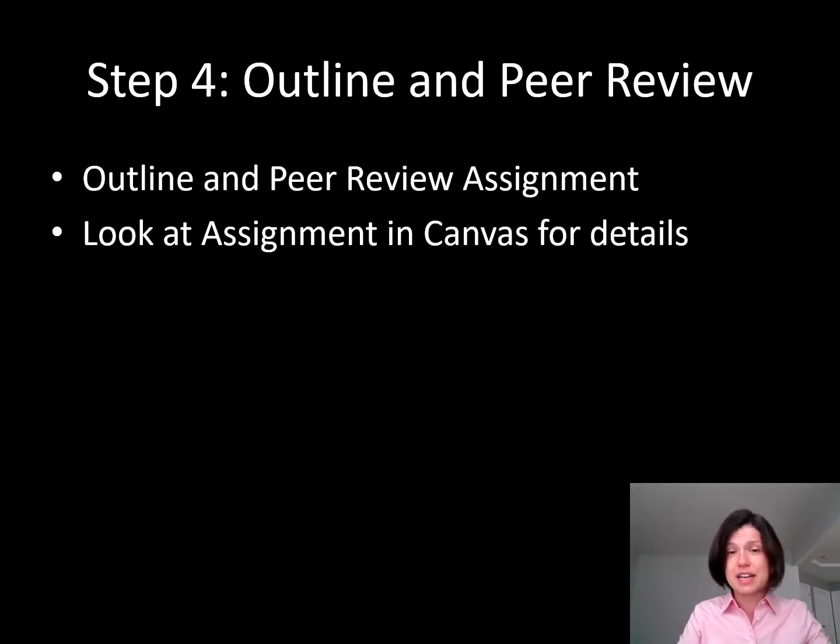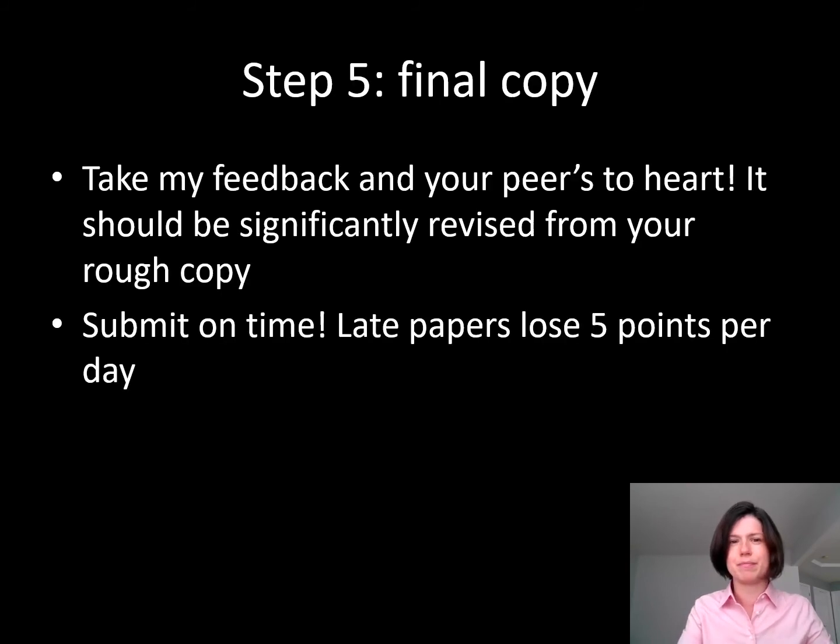Step 4 is an outline and a peer review. This comes after you've submitted your rough draft. There's more information about this in Canvas, and that's not till the middle of November. And then step 5 is the final copy. So you should take my feedback and your peers' to heart. Your paper is probably going to be significantly revised from your rough copy. You also need to submit it on time. Late papers lose 5 points per day.